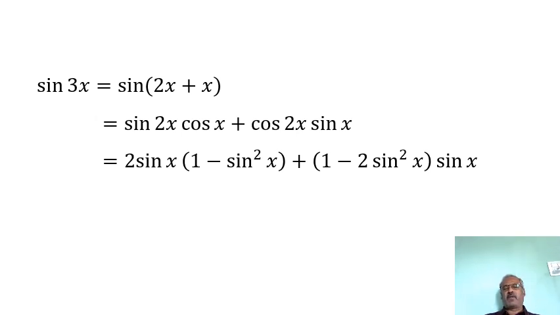Substituting that, we see that sin 3x becomes 2 times sin x multiplied by (1 minus sine square x) plus (1 minus 2 sine square x) multiplied by sine x. If we expand and collate the terms of sine x and sine cube x, we obtain that sine 3x becomes 3 sine x minus 4 sine cube x.